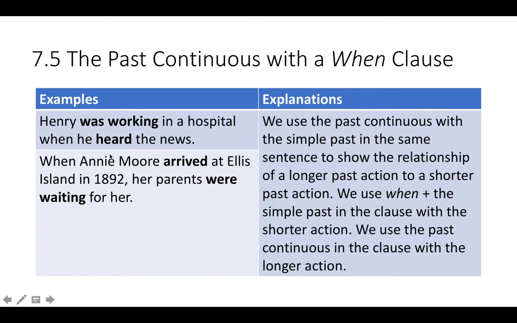So remember that when I've got a clause like this, I can put the when clause first with a comma. So I've got Annie Moore arrived at Ellis Island. Okay. And her parents were waiting for her. Two clauses, subject and verb, simple past, and past progressive. So while her parents were waiting for her, during that time, in the middle of that time, Annie Moore arrived.